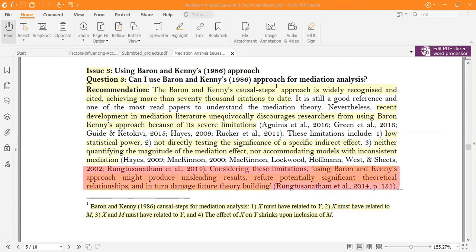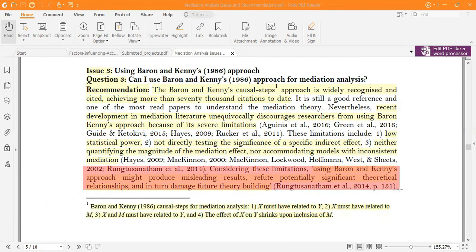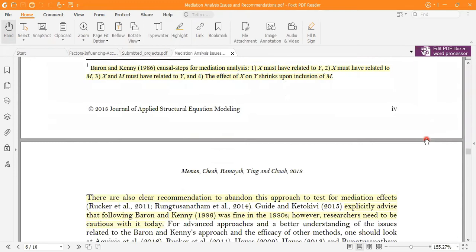Furthermore, using Barron-Kenny's approach might produce misleading results. It's quite a new thing even for me, so that's why I thought I should share it with you. It can refute potentially significant theoretical relationships and in turn damage theory building. Because of these severe limitations, theory building is not possible. Most of the theories have not been developed, even though they were expected to be, because these four steps were not met by the researchers, so it was not possible for them.